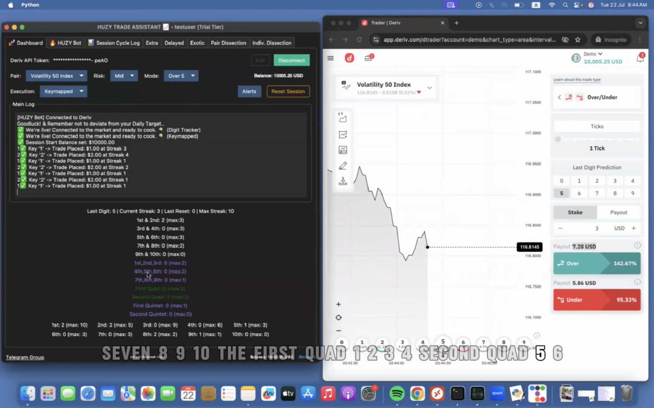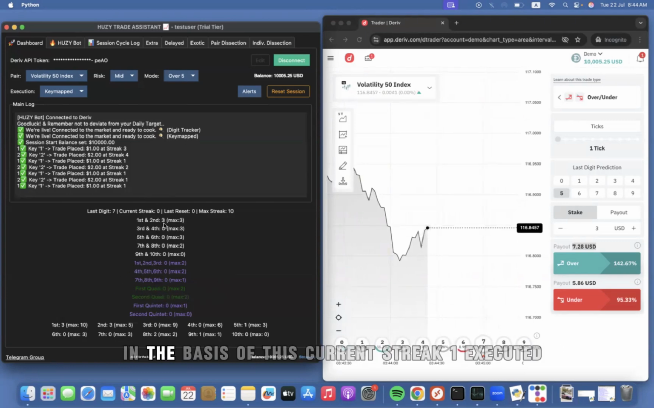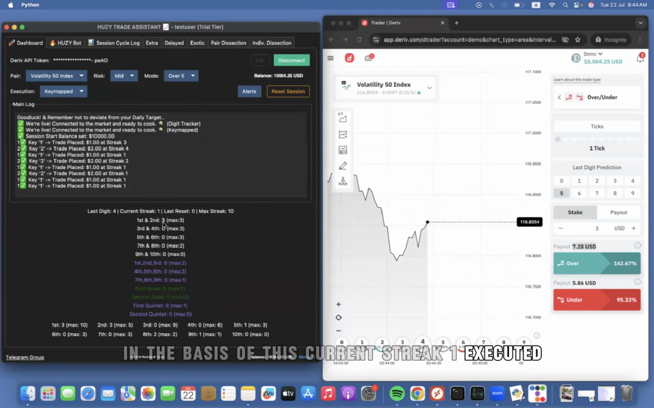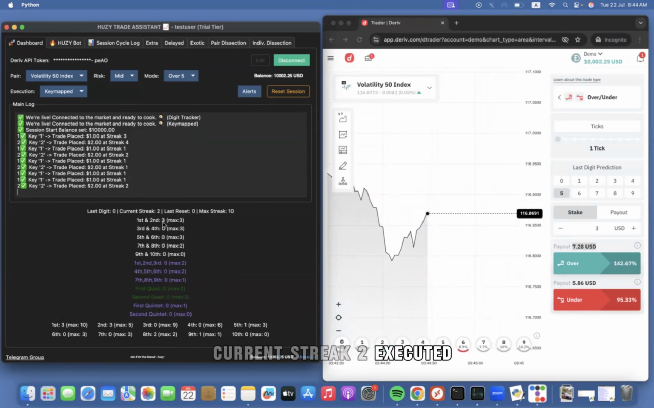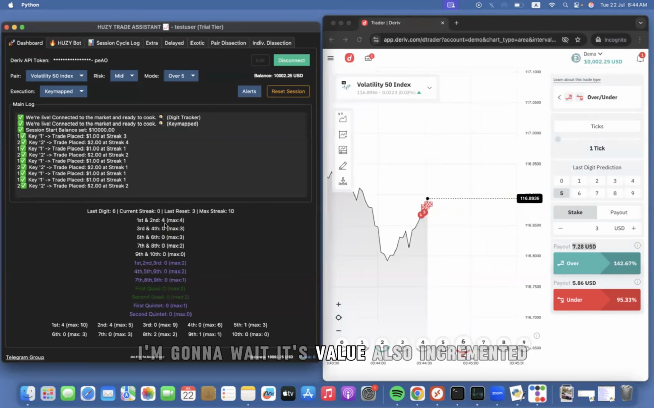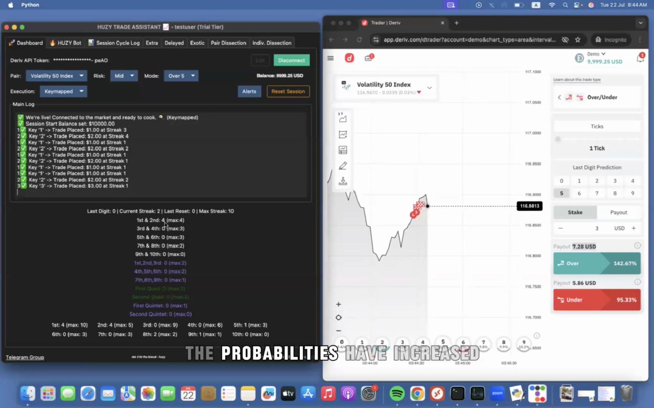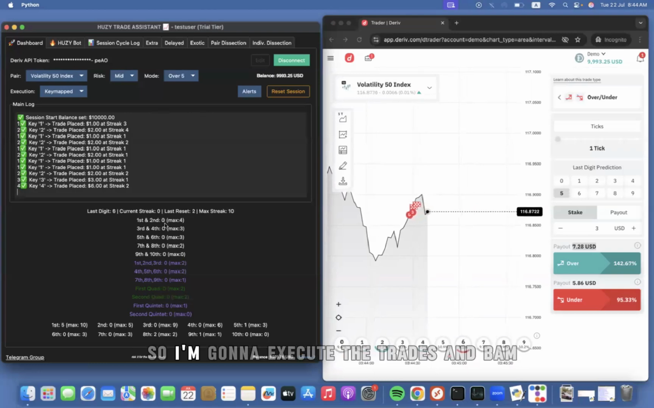Second quad, 5, 6, 7, 8. Okay, so this is the counter I'm going to trade on the basis of. Current streak 1 executed, current streak 2 executed. It went to 3, I'm not going to trade. I'm going to wait. Its value also incremented, so the odds are in my favor. The probabilities have increased. So I'm going to execute the trades and bam.